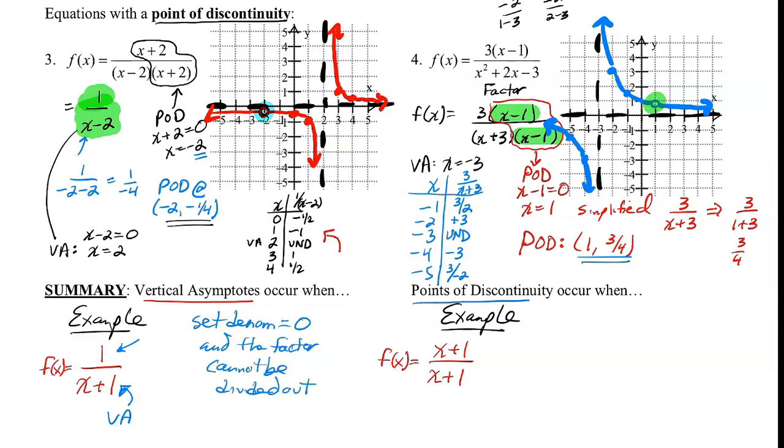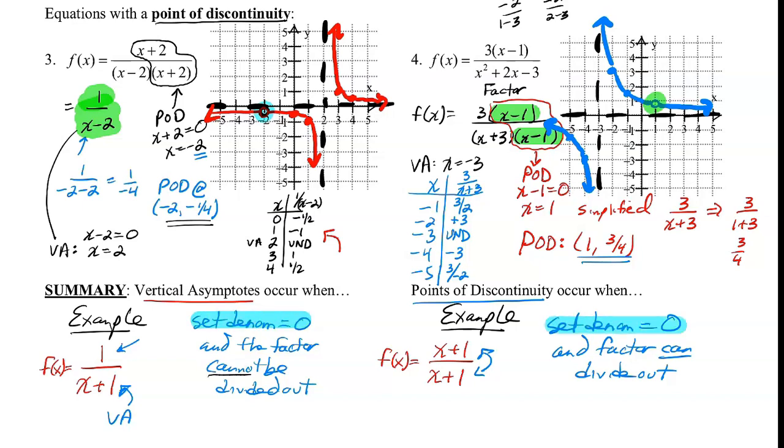Whereas with a point of discontinuity, here's an example. Notice the x plus 1s can be divided out. So these occur when you set the denominator equal to 0. That would be the x value of the point of discontinuity. And the factor can divide out with something in the numerator. So that's the basic idea of when points of discontinuity occur versus vertical asymptotes. For both of them, you're setting the denominator equal to 0 and solving, but for one of them, the factor can't be divided out, and in the other, the factor can be divided out.